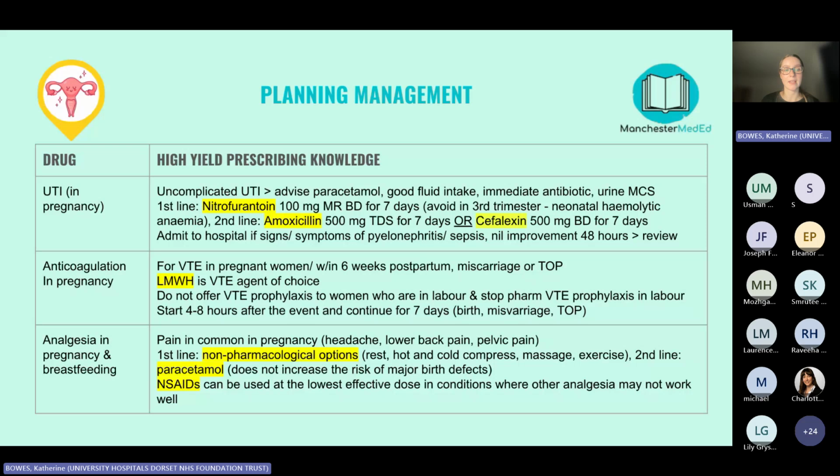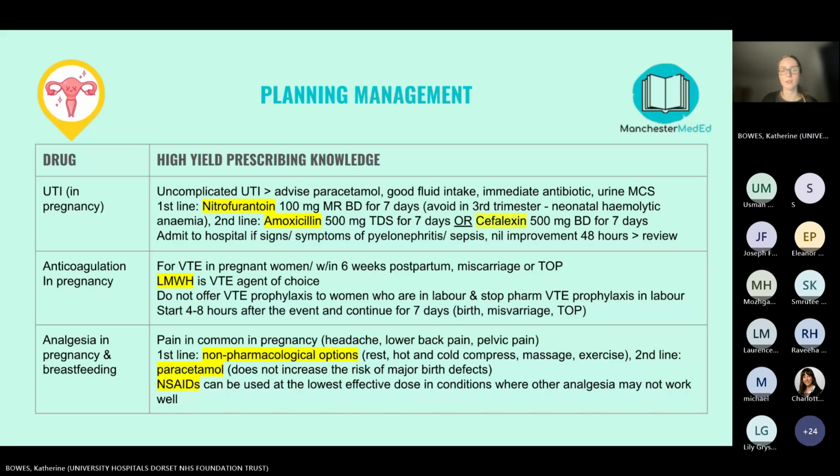Okay. And then in terms of pain management in pregnancy, so this isn't intraoperative pain management that we're touching on. This is just sort of general pain while you're pregnant. So non-pharmacological options would be recommended first line. Paracetamol is safe, so it doesn't increase the risk of major birth defects. And as I mentioned earlier, NSAIDs are probably not ideal, but they might be required if the pain is sort of unrelenting, and NSAIDs are more appropriate for some types of pain than others.